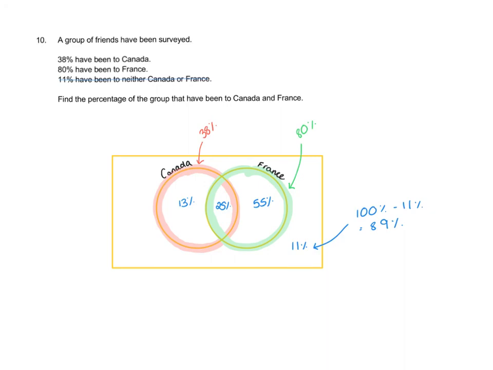So I'm not going to keep going until I get the answer, because obviously it's on the assignment, so I want you to have a go. But if you keep trying, changing that centre number until those three numbers, 13, 25 and 55, or whatever they are, add up to your 89%.